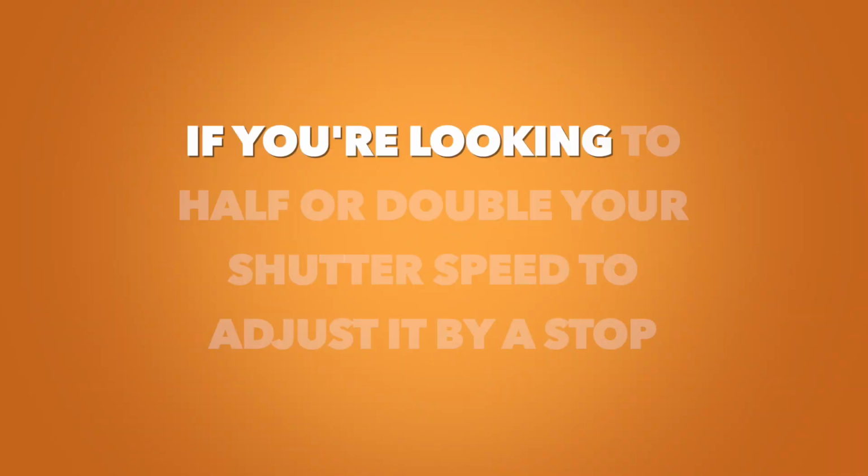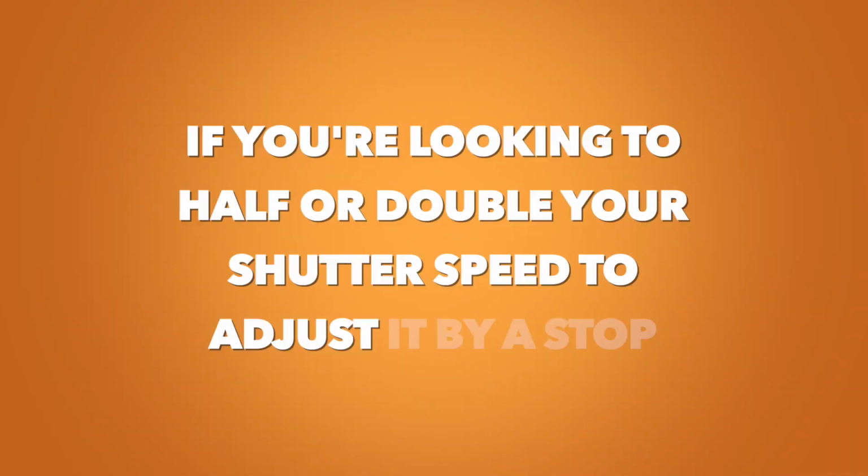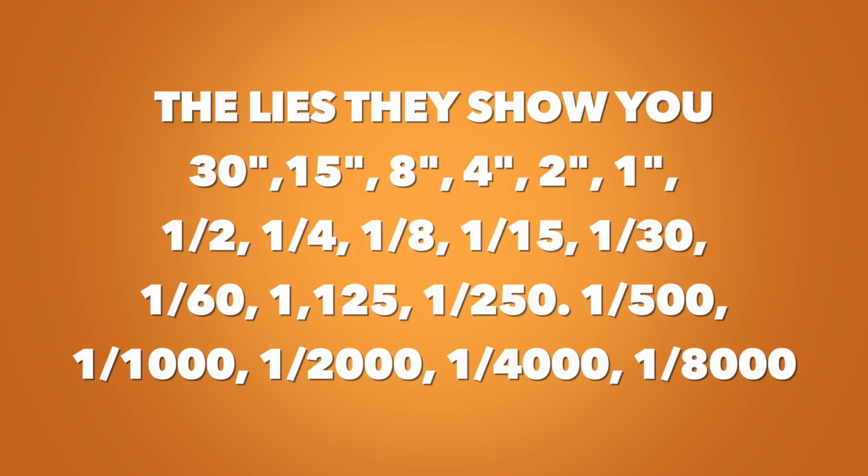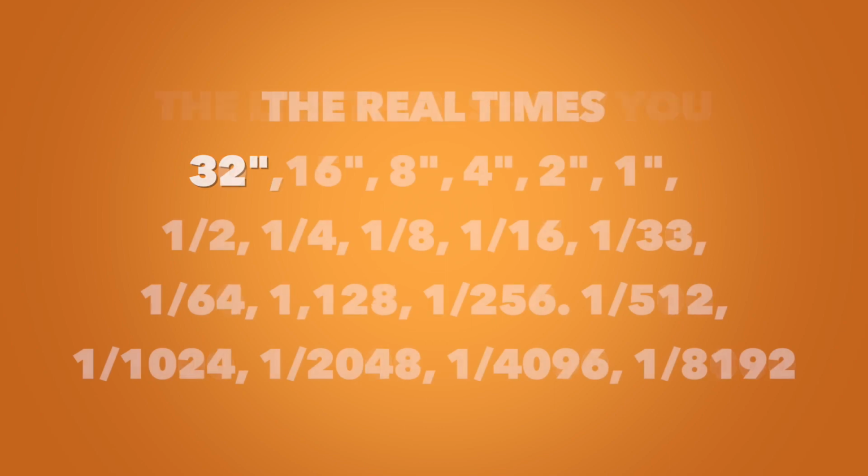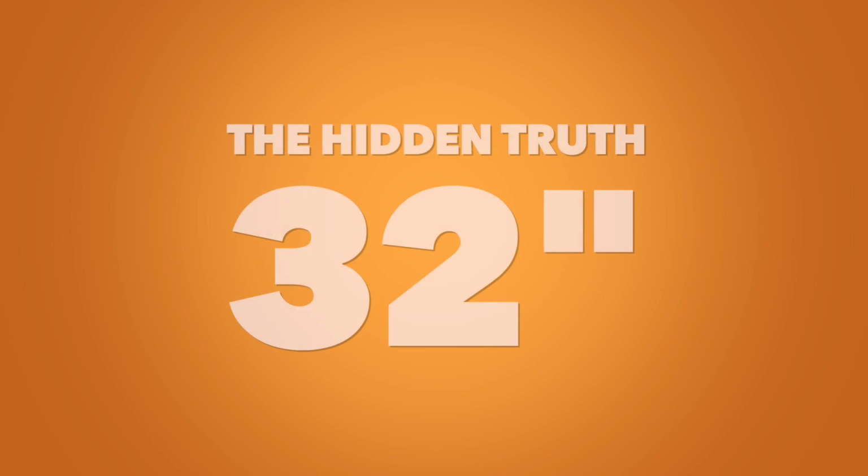And lastly, if you're looking to half or double your shutter speed to adjust it by a stop, know that the fractions you see are actually rounded versions of the real times. Instead of these numbers, we see these ones, which means 30-second exposures are actually 32 seconds? Yeah, they are.